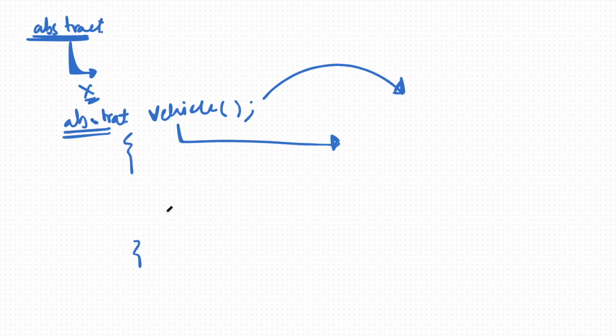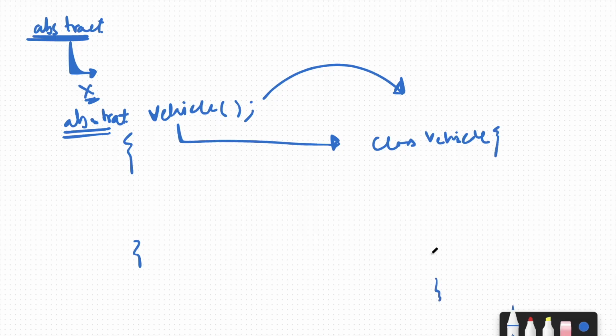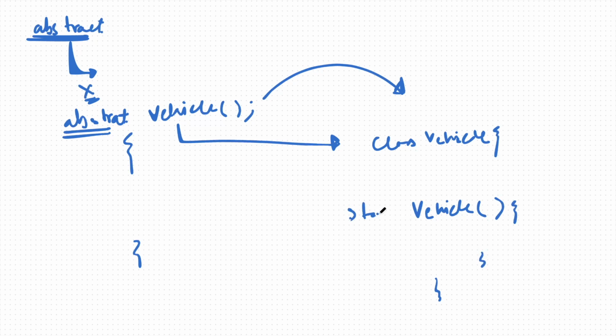So we have discussed final, we have discussed abstract, and we need to discuss one more thing, that is static. Static is very simple. If you have this class called vehicle, there is one rule you must know: a static function can only access static variables. So if this is my vehicle constructor, and I define this function as static, it means it can access only static variables.